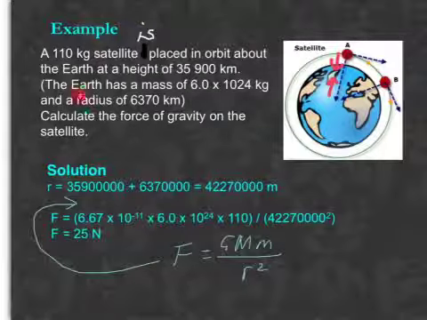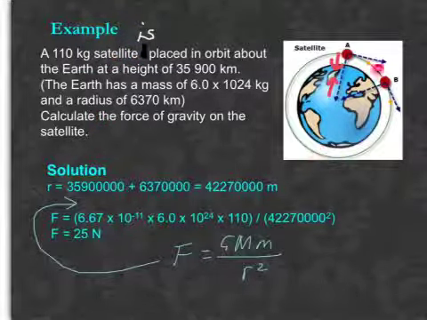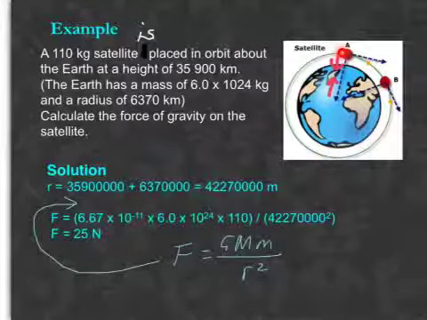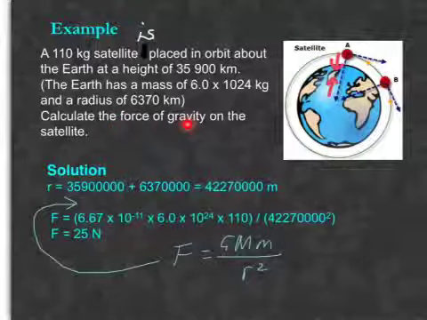For this example here, we have a 110 kg satellite, that one there, orbiting the Earth, and they exert an equal and opposite force on each other. The height of the satellite above the Earth is that much, the mass of the Earth is that much, and the radius of the Earth is that much. And you had to calculate the force of gravity between the two.